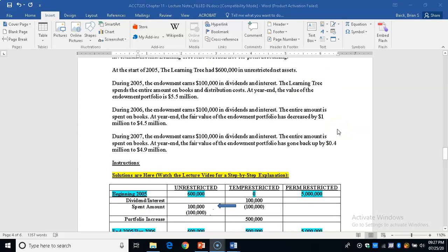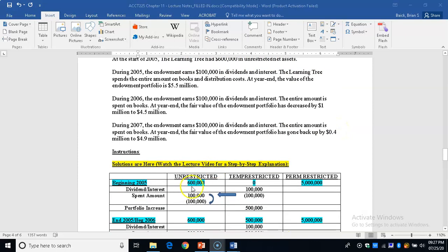Okay, so let's take a look down here. In 2005, you had $600,000 in unrestricted net assets. That's what it says in the problem. And you have $5 million in a permanent endowment. Now it says during 2005, the endowment earns $100,000 in dividends and interest. Remember, this money can only be spent for chapter books. The Learning Tree spends the entire amount on books and distribution costs.